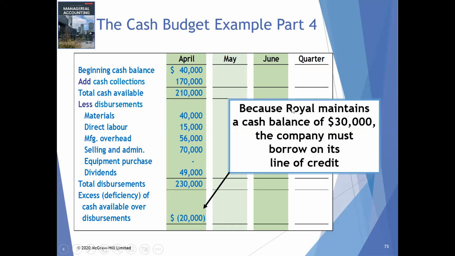Now, because Royal maintains a cash balance of 30,000, the company must borrow on its line of credit. It means first $30,000 positive cash should be there. The cash balance should be there in the month of April, but we don't have it. We have a negative balance. It means $30,000 is required, and $20,000 is also required because this is the cash shortage. It means the company needs to borrow $50,000.